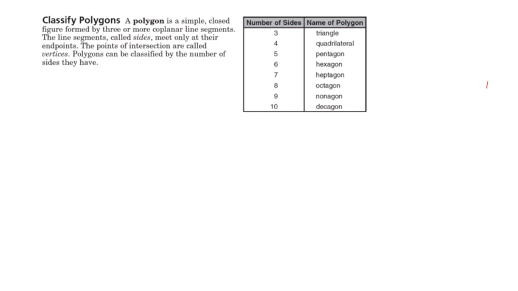There's some polygons that you need to know the names of. Triangles, which you should already know, that's 3-sided. Quadrilateral is 4. Pentagon is 5. Hexagon 6. Heptagon 7. Octagon 8. Nonagon 9. And decagon 10. And there's one more. 12 is dodecagon.